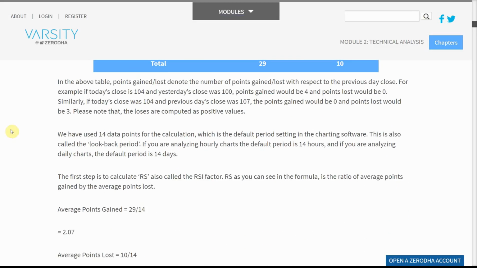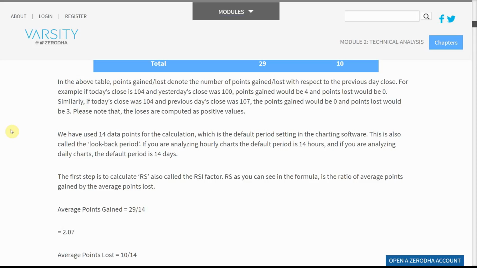For example, if today's close is 104 and yesterday's close was 100, points gained would be 4 and points lost would be 0. Similarly, if today's close was 104 and previous day's close was 107, the points gained would be 0 and points lost would be 3.